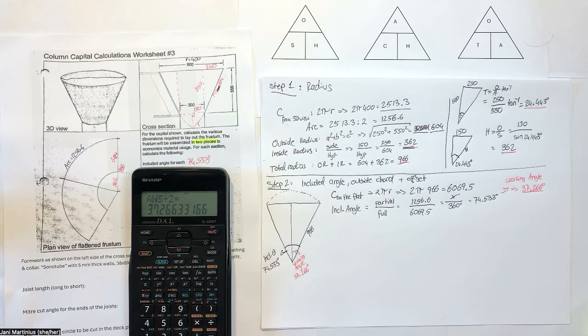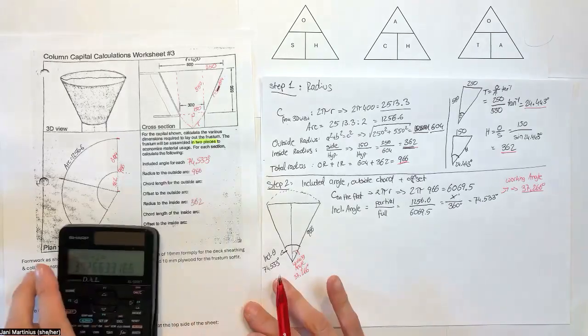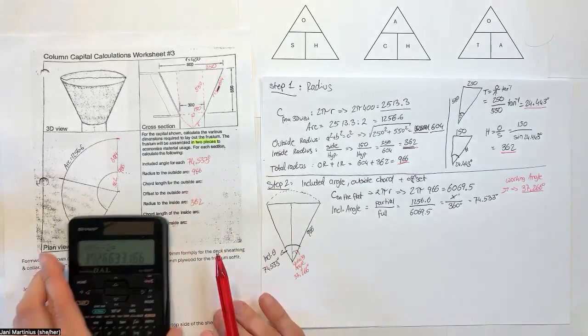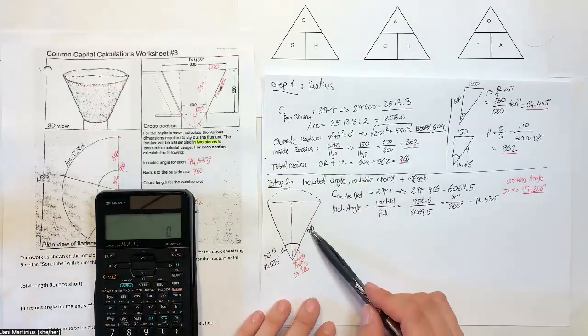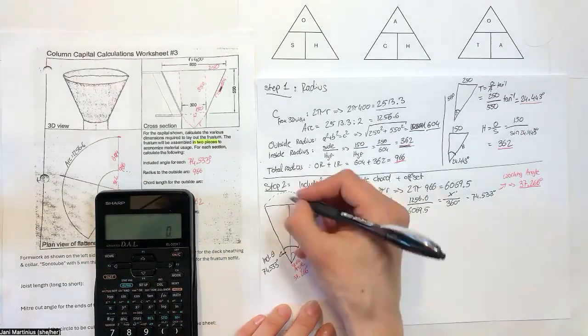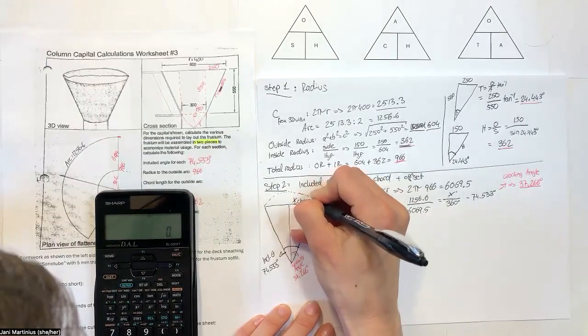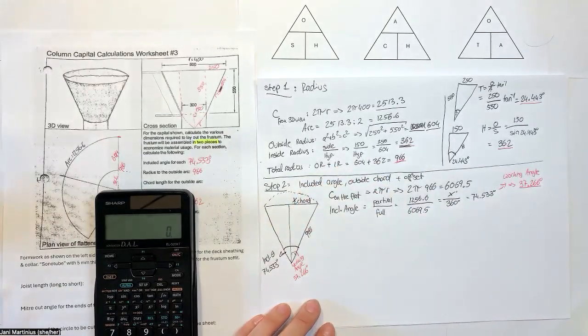Now, can we find out the next thing, which is the chord length for the outside arc? Well, now that we have an angle, and we have a hypotenuse, which is our radius, we can figure out half our chord.